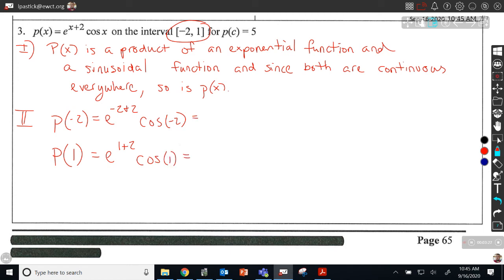So we got e to the 0, which is 1. So this one's just cosine of -2. We've got to figure out what that equals. And then this one is e cubed times the cosine of 1.